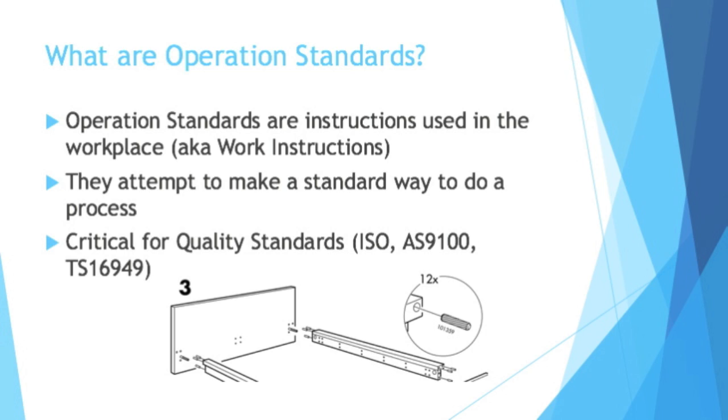They're critical for quality standards, such as ISO, AS9100, and TS 16949, all of which require that you have work instructions or operation standards of some sort. Even if you don't work in manufacturing, you've probably dealt with operation standards before. Have you ever had to assemble furniture? You've used an operation standard, a work instruction, something that told you how to make the piece of furniture.